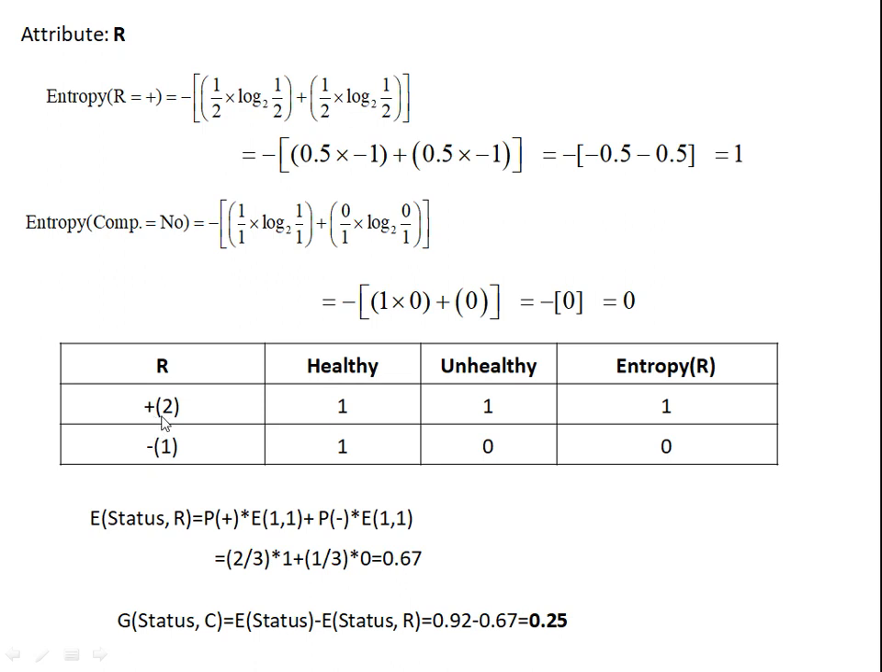Similarly we can calculate for R. Here in R, out of 3 records, 2 records belong to the plus category and 1 record belongs to the minus category. 1 0, answer is 1. 1 1 equiprobable, answer is 1. After that we take the particular proportion, that is 2 by 3 into 1 plus 1 by 3 into 0, that is 0.67, and the gain of R is 0.25.